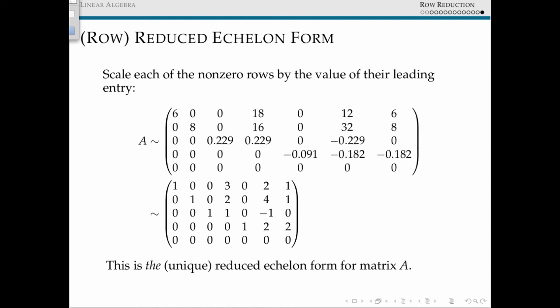So while there were several different ways that we could reach an echelon form, this reduced echelon form is unique. So it's enough for us to have our leading entries all equal to 1. You'll note that they're in the same pivot positions as the other echelon forms of our matrix.